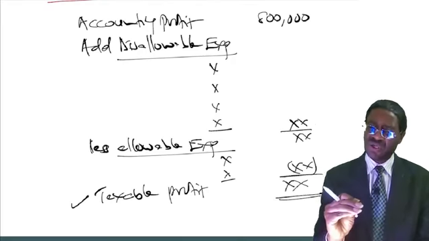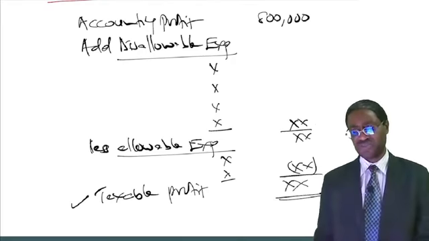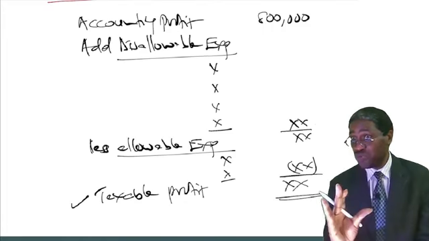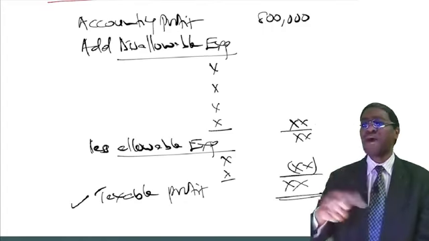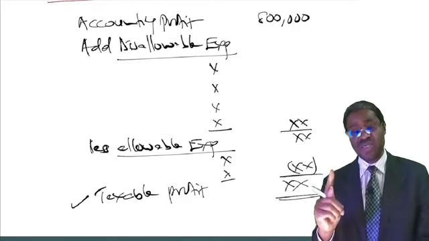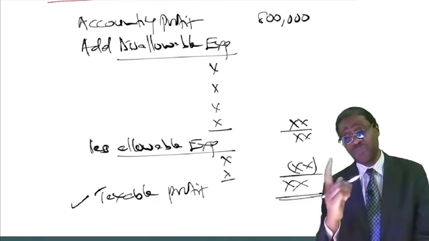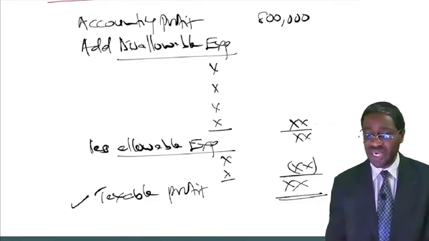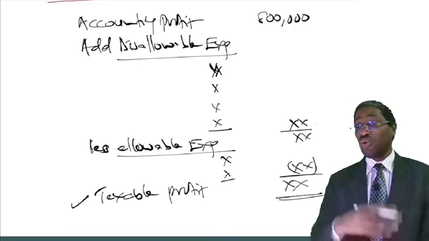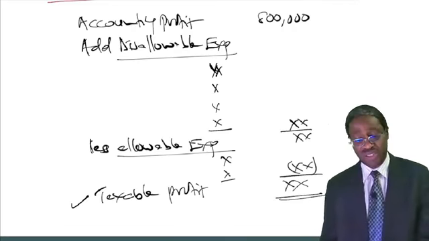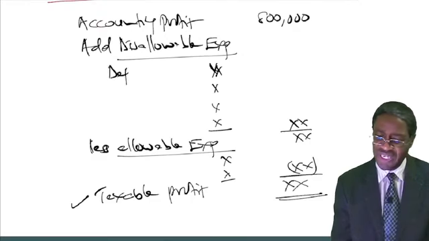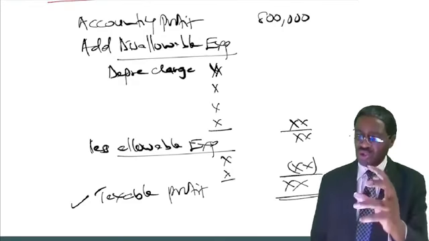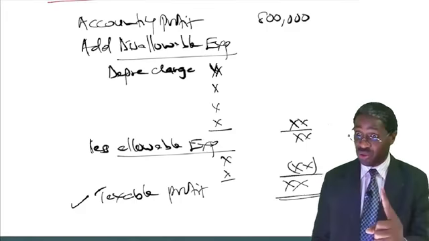Then we ask ourselves, what effect did it have on our profit? From the taxman's point of view, my expenses are overcasted, and when expenses are overcasted, automatically profit is undercasted. What will the taxman do? He will take my accounting profit and add back that disallowable expense. You can give me one example. One of them is obviously the depreciation charge for the year. You all know that depreciation charge is not an allowable expense according to the tax authority.